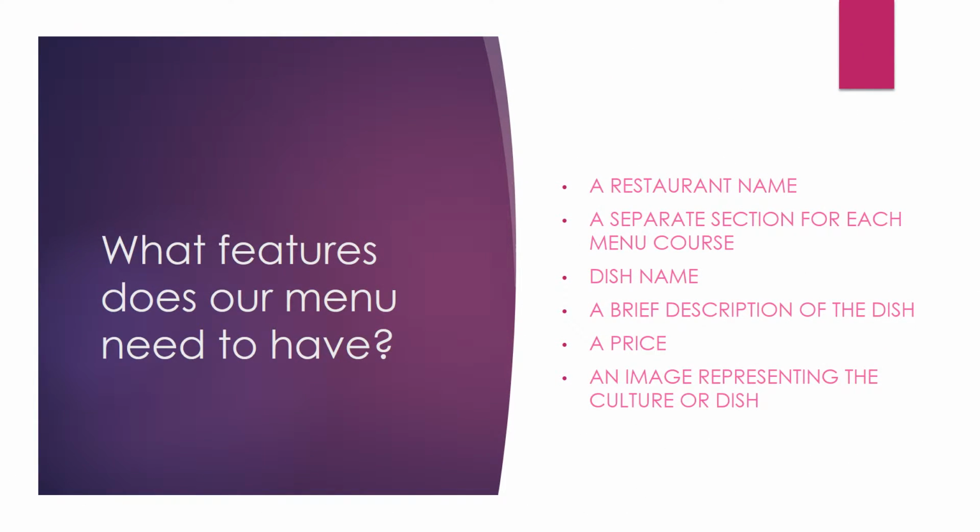What features does our menu need to have? You need to have a restaurant name that needs to represent your culture. A separate section for each menu course, such as appetizers, mains, and dessert and beverage sections. You need to include the dish names with a brief description of each dish. You need a price, and throughout it would be nice to have an image representing the culture or the dish.